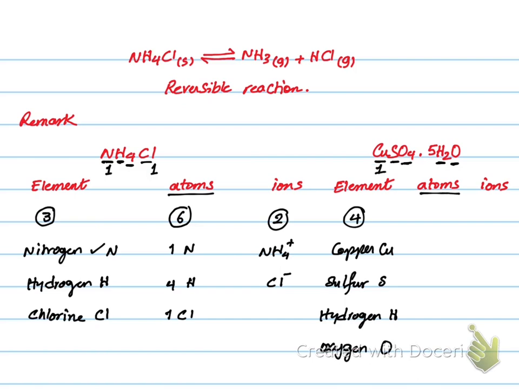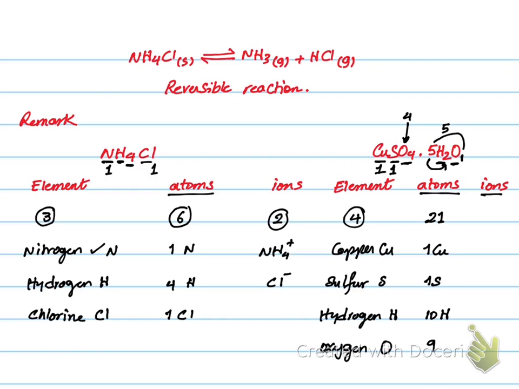How many atoms? One copper atom and one sulfur atom. 5 by 2 hydrogen atoms give 10 hydrogen atoms. Here are 4 oxygen atoms, and 5 by 1 makes 5 oxygen in water. So 4 oxygen in copper sulfate and 5 oxygen atoms in water. So the total is 9. So there are 21 atoms in hydrated copper(II) sulfate.